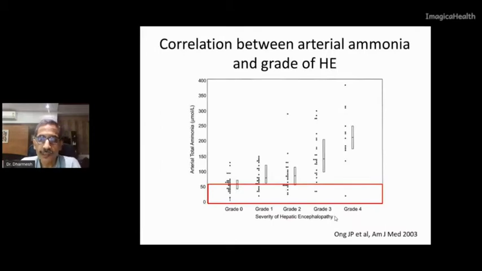So this is an oft-quoted study also alluded to by Professor Rao. This was a study from Cleveland Clinic in Ohio. Again, you can see the rectangles suggesting that across the board, even in grade 4 HE, you have some patients who've got arterial ammonia values which are less than 50. For this particular study and for this center, the upper limit of normal was 47 micromoles per liter. But as can be seen, values of 150 or higher are probably seen only in grade 3 or grade 4 HE. That means as the ammonia levels rise, you are likely to get higher grades of encephalopathy. But a particular value of ammonia cannot predict what grade of encephalopathy you will have.